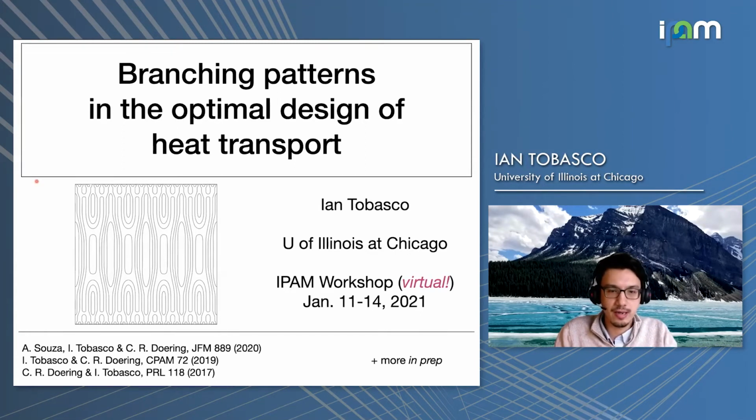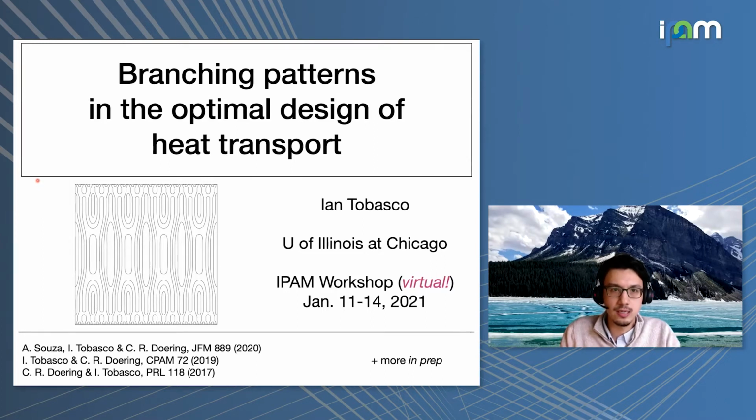I'm going to talk today about the outgrowth of work from my postdoc years with Charlie not too long ago. The papers that are the foundation for what I'm going to be presenting today appear here. It's about this phenomenon which we call branching patterns or branching flows, which arise when you try to transport stuff as quickly or efficiently as possible.